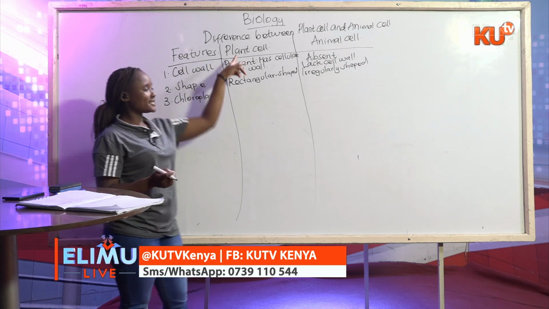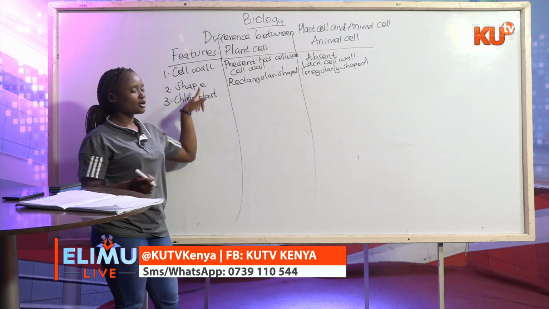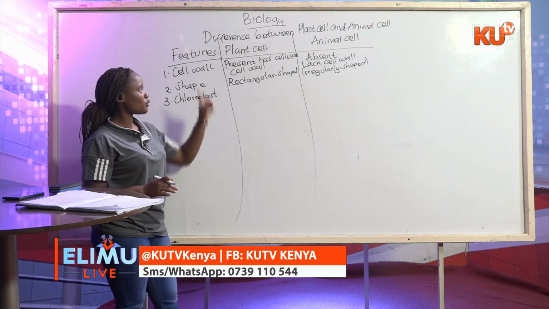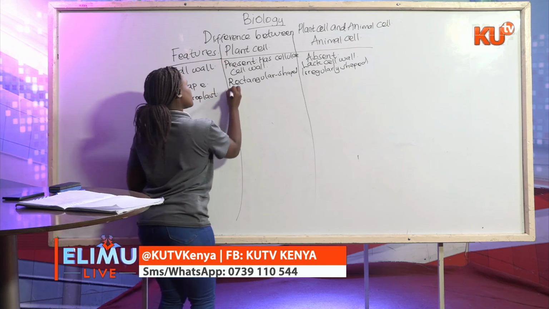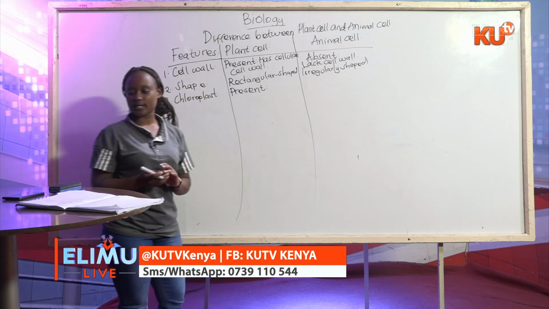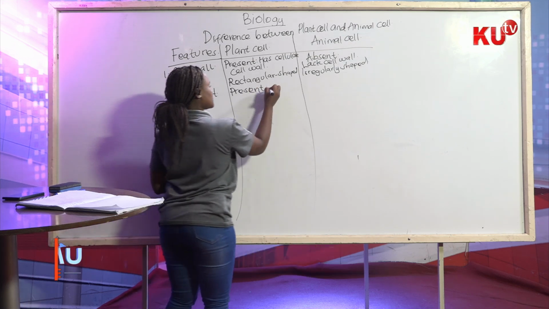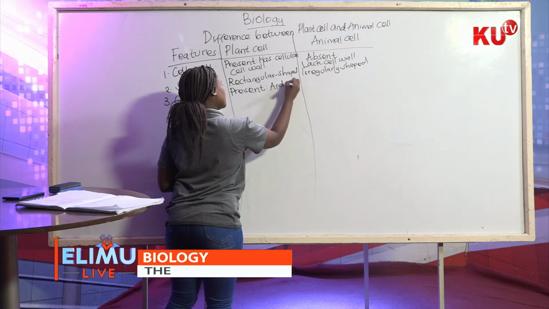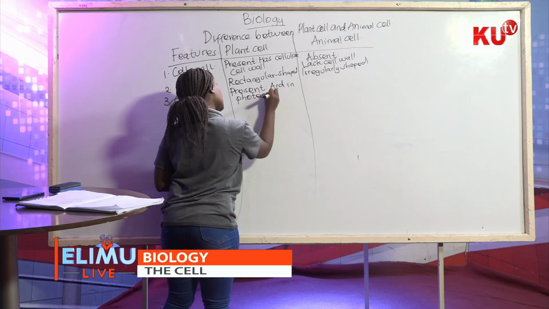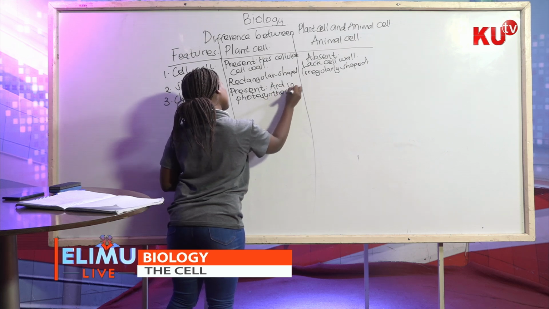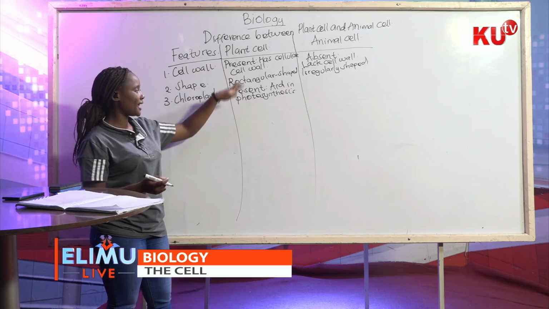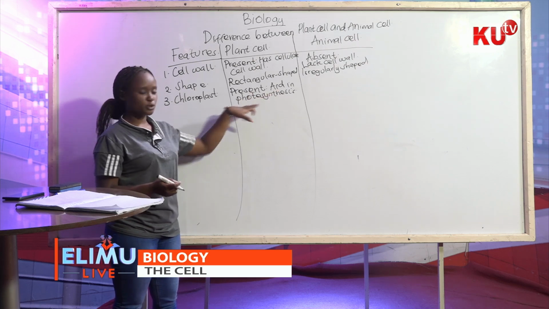Plant cells require chloroplast for the production and making of food. So in plant cell, of course, the chloroplast will be present. This will aid in photosynthesis. The chloroplast will be present in the plant cell, which will aid in photosynthesis.